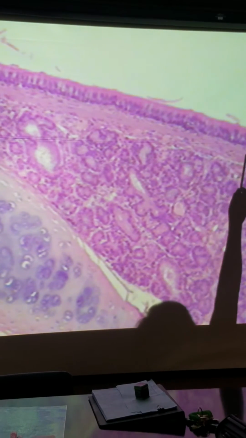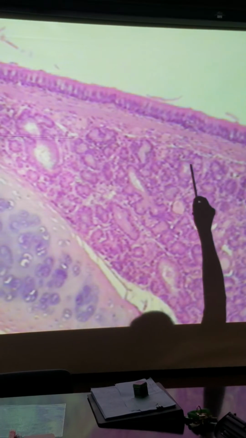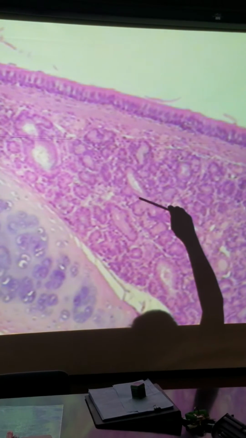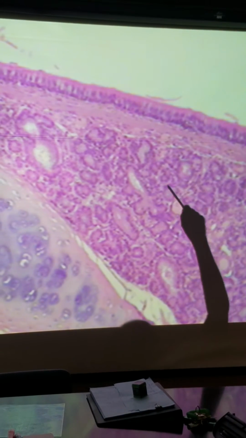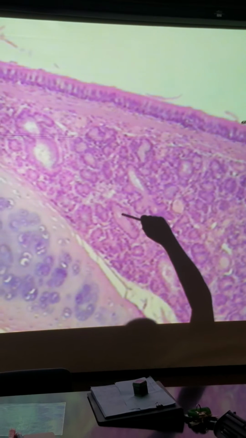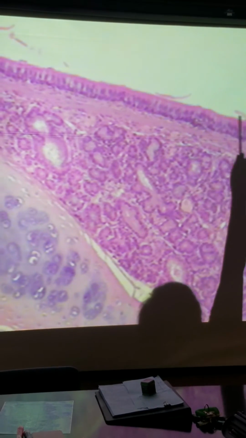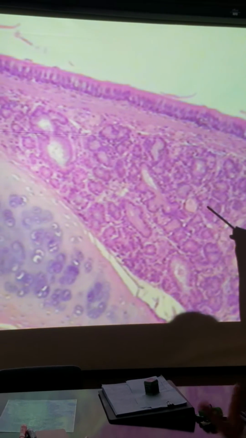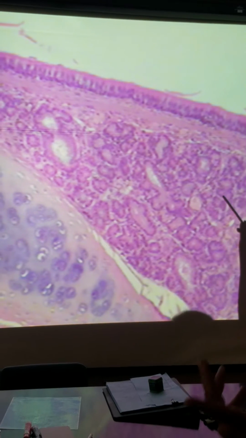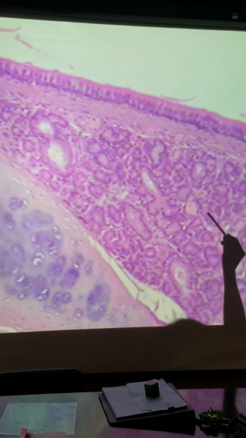Below that, here's a nice little layer in the submucosa of areolar connective tissue. And these are mucus glands that produce mucus that becomes secreted onto the surface. And that is simple cuboidal epithelial tissue. So these simple cuboidal glands produce mucus for the surface of the trachea to help clean the air that you breathe and filter it, trap pathogens. Remember, mucus is always that first line of defense in immunology.